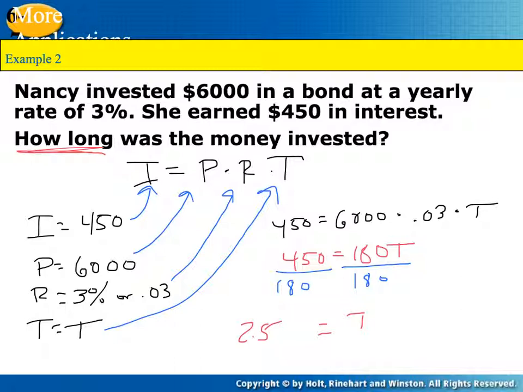What is my label? Time is always in years. Don't forget it. Time is in years. All right? Awesome.